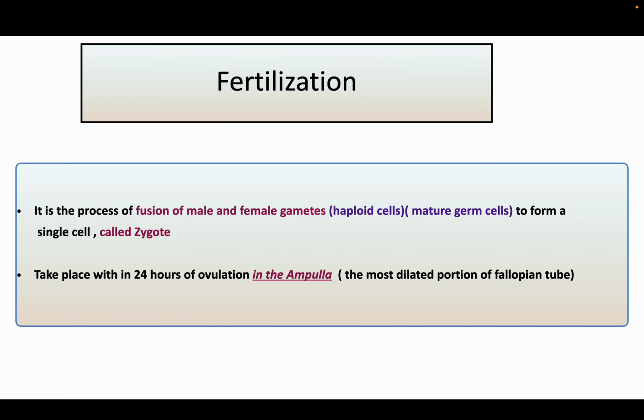Now, fertilization is the process of fusion of male and female gametes, which are basically mature germ cells with a haploid number of chromosomes. That's why we call them haploid cells, to form a single cell called the zygote. This fertilization occurs within 24 hours of ovulation in the ampulla portion of the fallopian tubes, which is the most dilated portion.